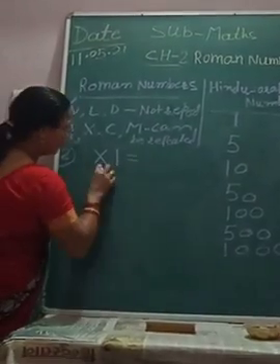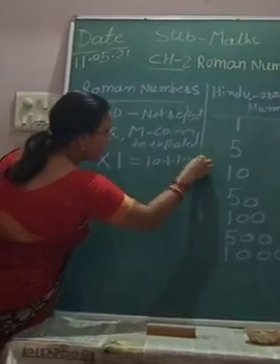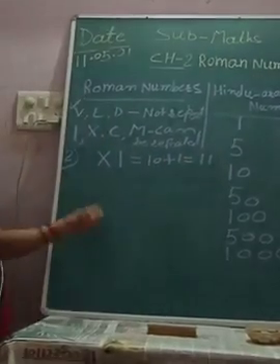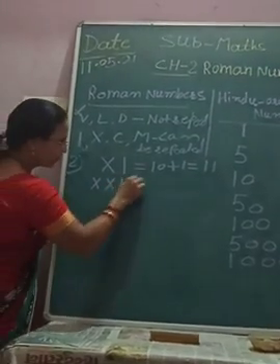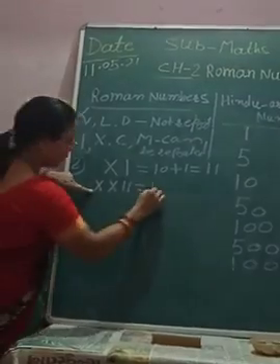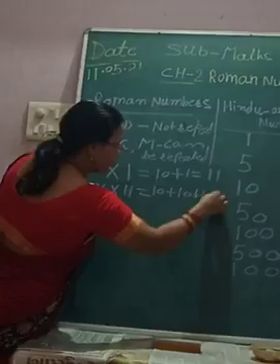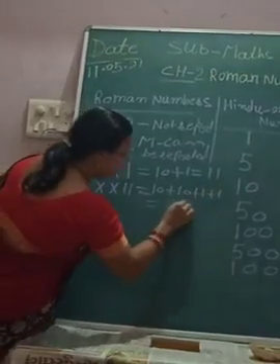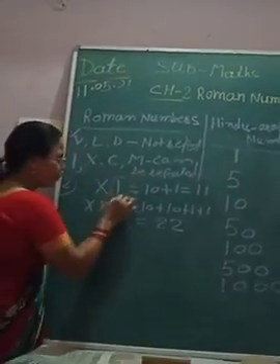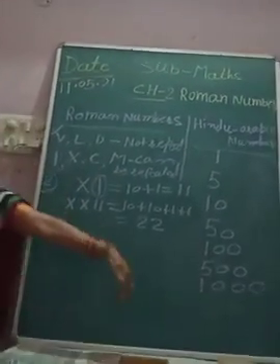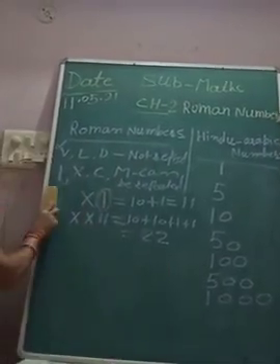So how will we solve? This one is 10 plus 1, which makes 11. Okay, you can write 10 plus 10 plus 1, which is 21. This is your second rule: if the lower digit is on the right hand side, then you have to add. After that, your third rule.